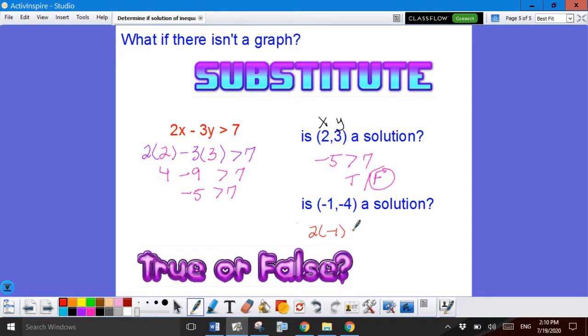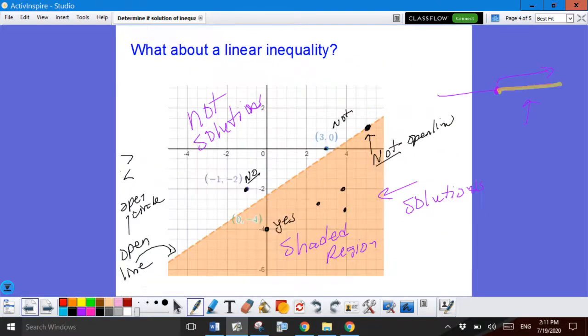2 and negative 1. 3 and negative 4 greater than 7. So hopefully many of you are thinking, well, that's going to be bigger because of all the negatives. You're right. I have negative 2 plus 12 greater than 7. So 10 greater than 7. That is true. So this one is a solution. This one is not a solution, but this one is a solution. So I can actually substitute and solve and determine if they're solutions, even if I have two variables, an x and a y in an ordered pair, which is going to look like a graph on this guy.